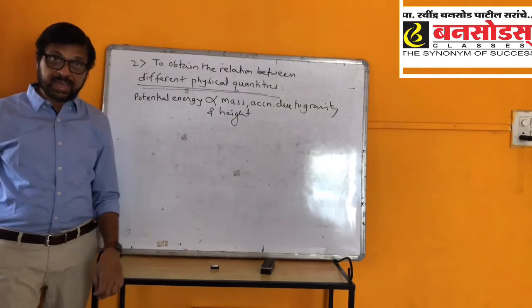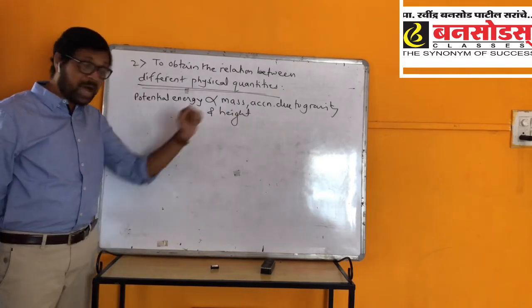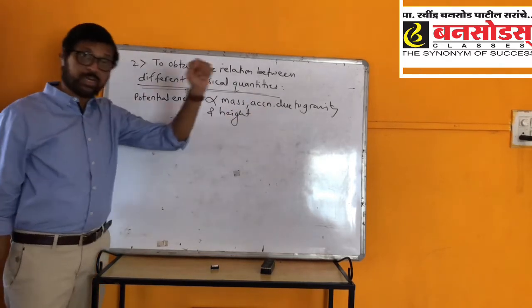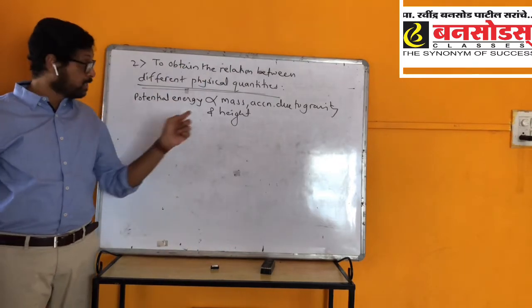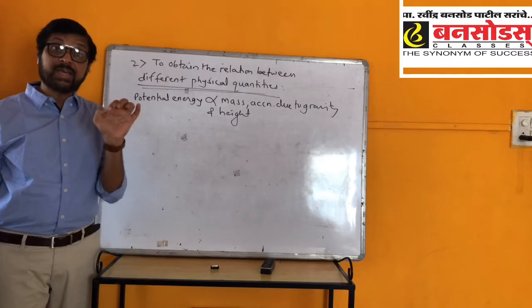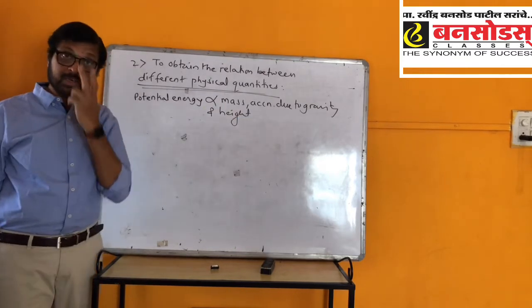What is given to you is that potential energy depends upon mass, it depends upon acceleration due to gravity, and it depends upon height. Then using this you can find out the exact formula, the exact relation between these quantities.